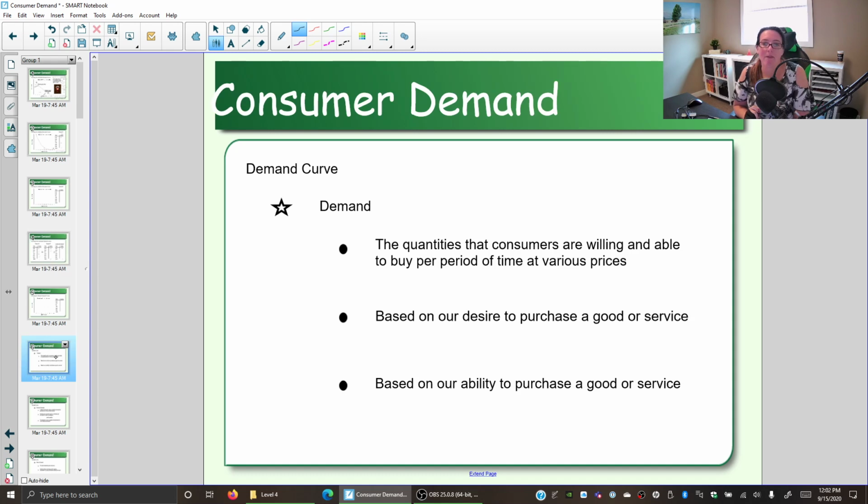But we want to look at some definitions here. So let's start with the definition of demand. It's the relationship between price and the amount that consumers are willing and able to buy. As we said before, it's based on our desire, so our preferences, which we got from indifference curves or marginal utility. This is our preference. And our ability to purchase the good, which is based on that budget line, which showed the maximum we could afford and the trade-offs between.